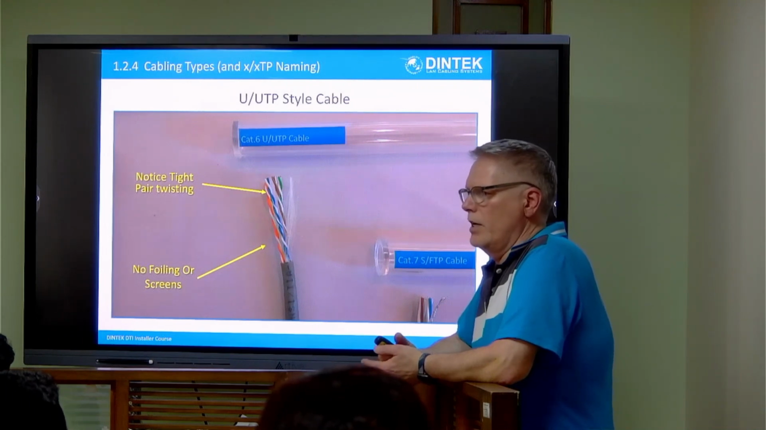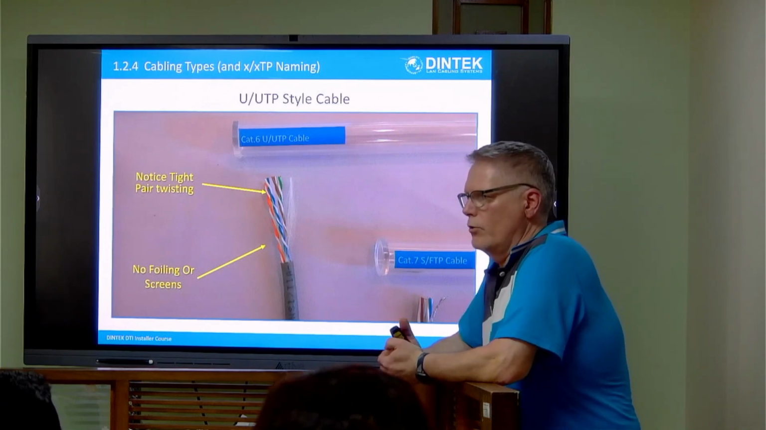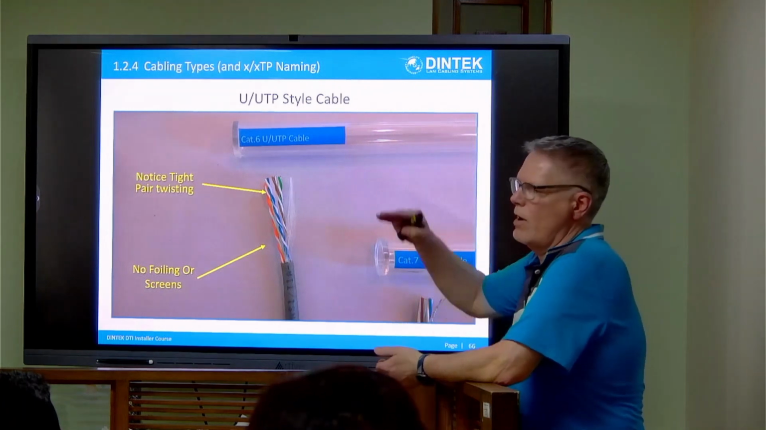You won't get UTP cable in Cat 7. They're always shielded twisted pair cable because they're up to 1,000 megahertz.